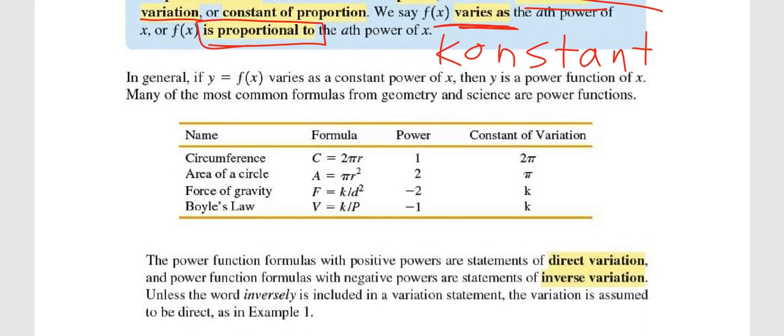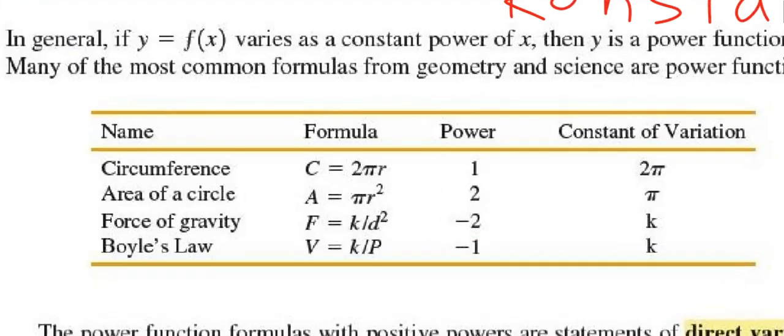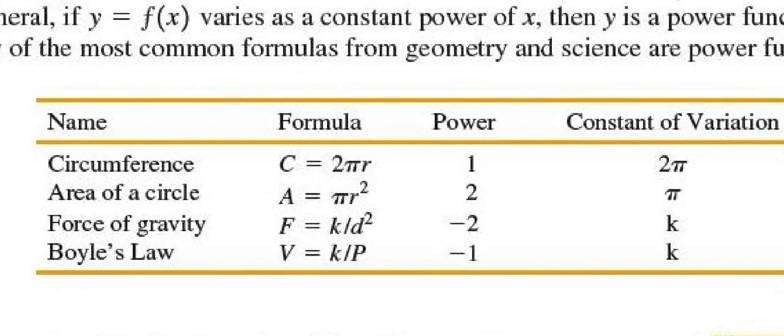The constant of variation they show you in the circumference formula is actually 2 pi. That's the K right there. The K for the area formula is right there. In the force of gravity problem or Boyle's law, they don't specify what K is in those particular problems.